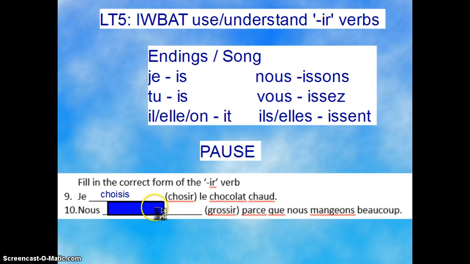This next sentence is a fun one. Grossir, again, an IR verb. So the first thing you have to do is drop off the IR, which is going to leave you with this stem. If you are trying to do your nous form, as we are in this sentence, double check up here at the top. Your ending is ISSONS, which leaves you with 5 S's in one word, ladies and gentlemen. Grossissons. Nous grossissons parce que nous mangeons beaucoup. We are getting fat or gaining weight because we are eating a lot. Pretty understandable situation.